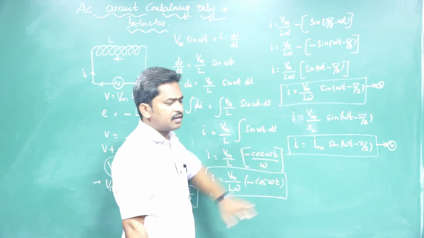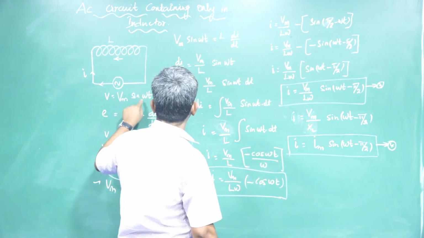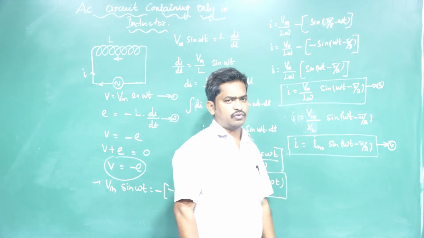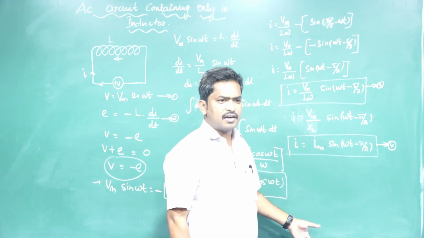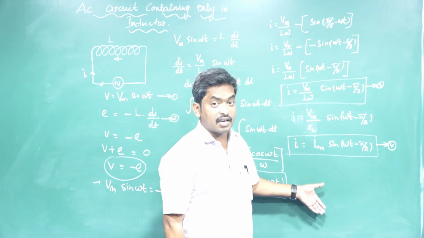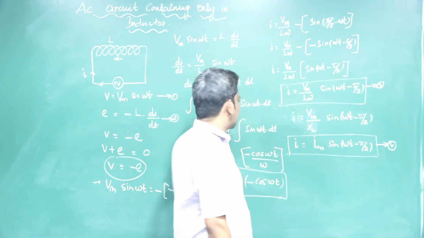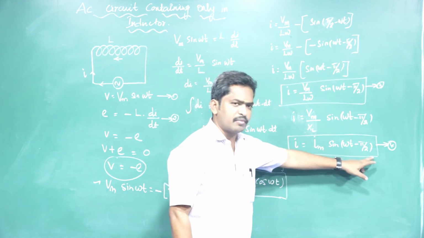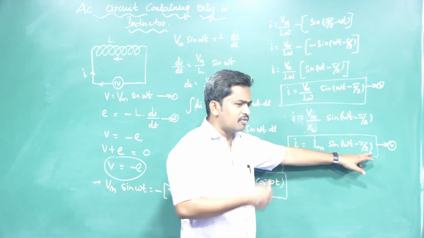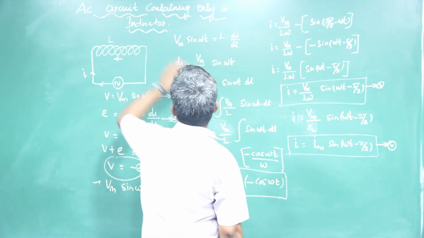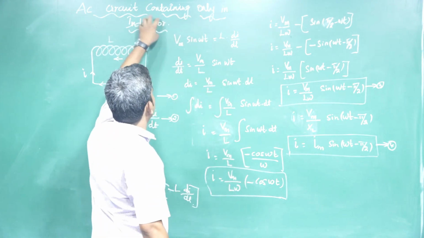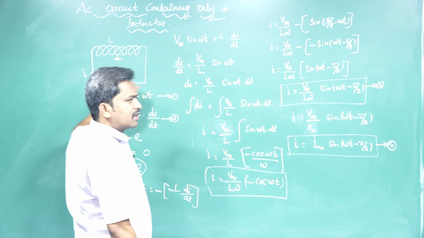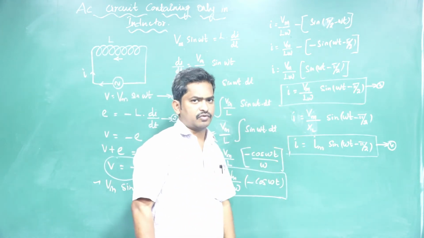Compared to the current, V is equal to Vm sin omega t, and I is equal to Im sin (omega t minus pi by 2). So current is lagging behind the voltage by a phase angle of pi by 2. This is the lag value, this is the lead value. Voltage is lead, current is lag, by a phase angle of pi by 2 in an AC circuit containing only an inductor.